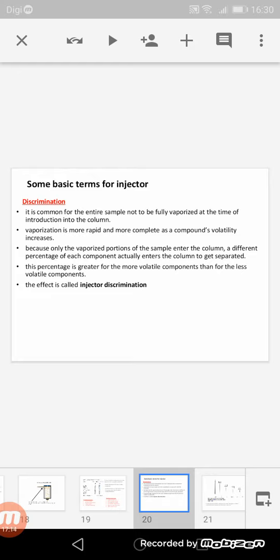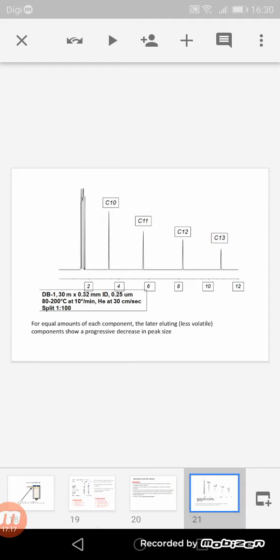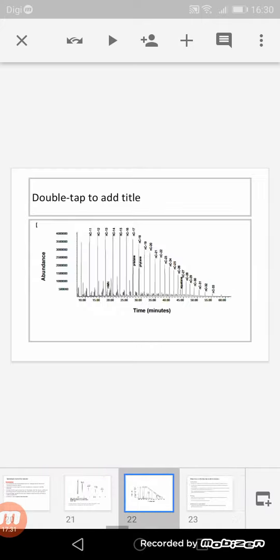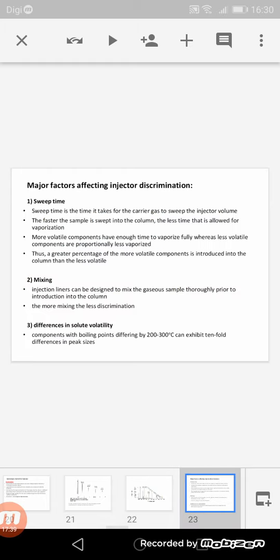These are examples of equal amounts of each compound, where the later eluting, less volatile compounds show a progressive decrease in peak area. This is another example of the compounds. The major factors affecting discrimination are the sweep time, mixing, difference in solubility, and solute volatility.